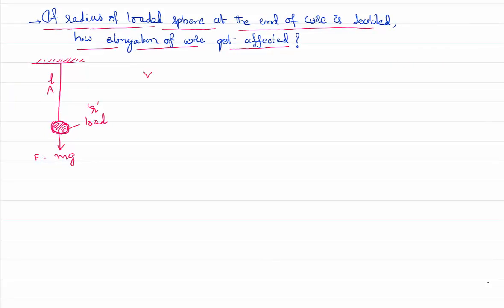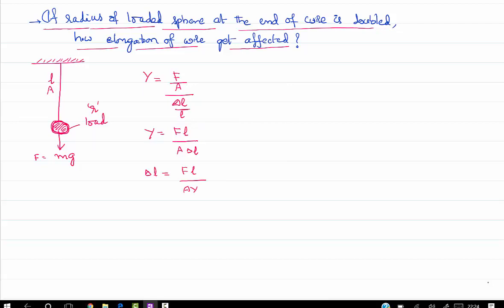I can write a basic definition of Young's modulus as longitudinal stress, force by area, by longitudinal strain, delta L by L. So I can write Young's modulus as F into L by area into delta L. Our aim is to calculate delta L, so I can write the formula delta L = FL by AY.